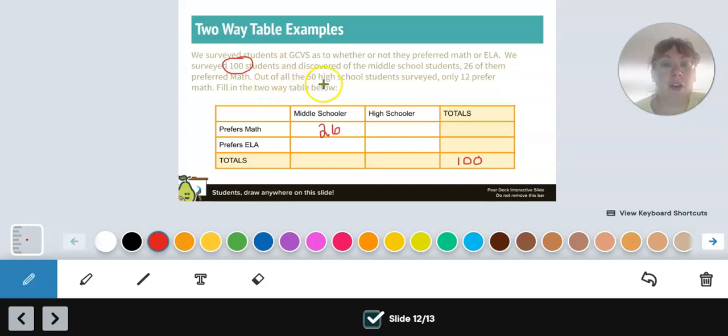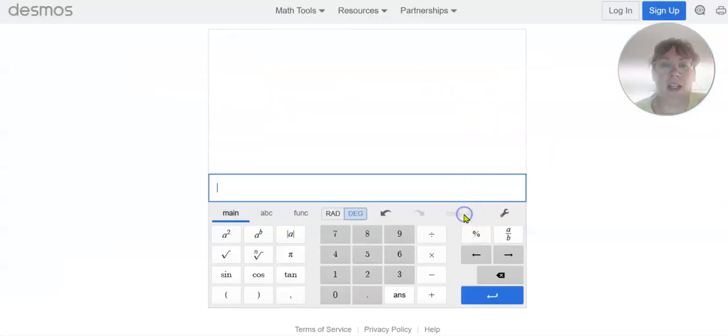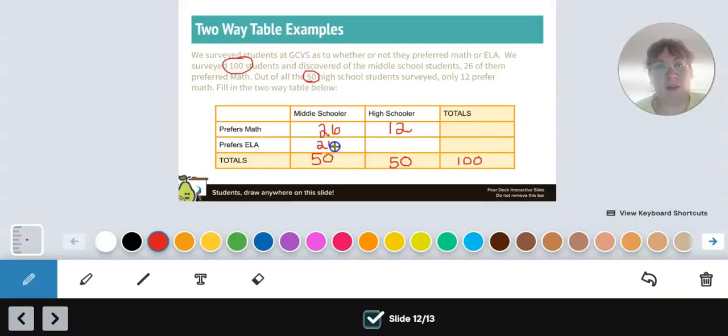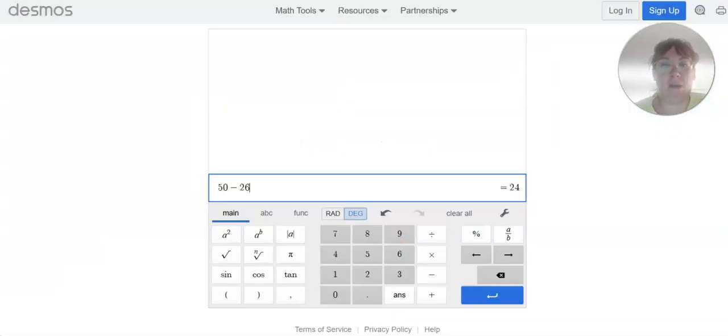Out of all the 50 high school students, so it's saying there were 50 total high school students, which means there must have also been 50 total middle school because that's going to get us to our total of 100. Only 12 preferred math. Great. So to figure out how many prefer ELA, we're going to do 50 minus 26. That gets us 24. And 50 minus 12 gets us 38.